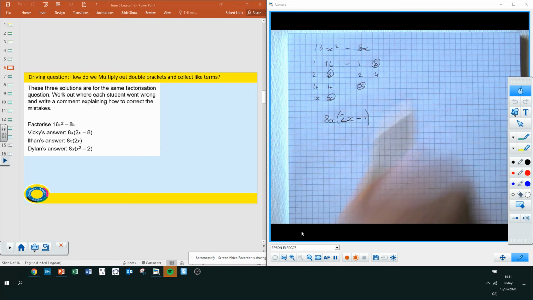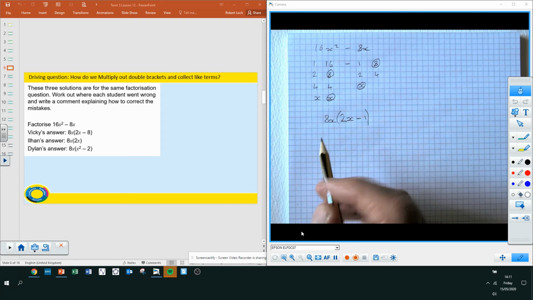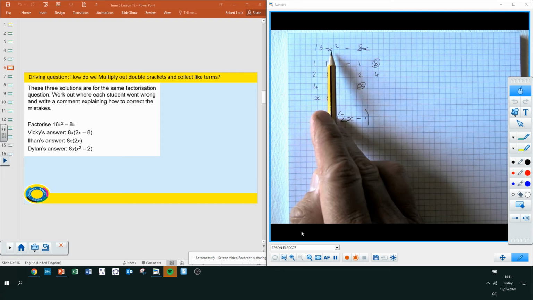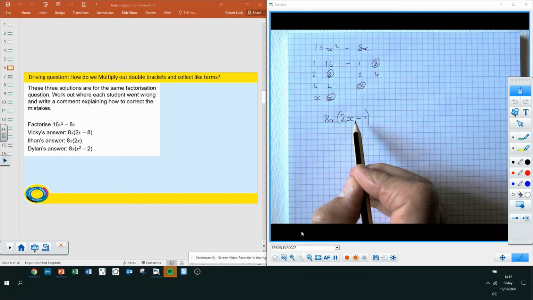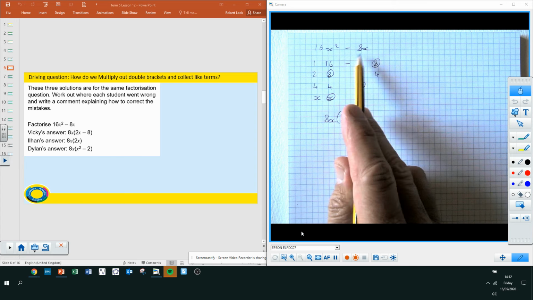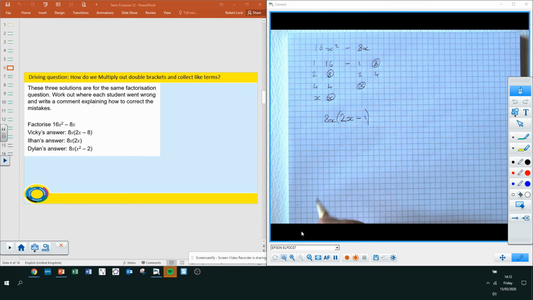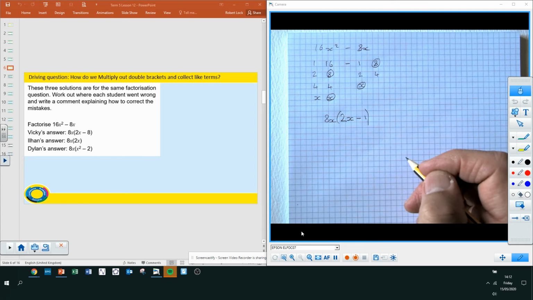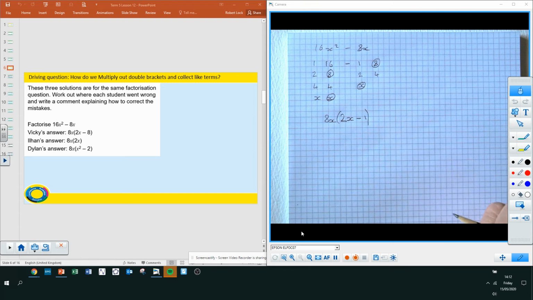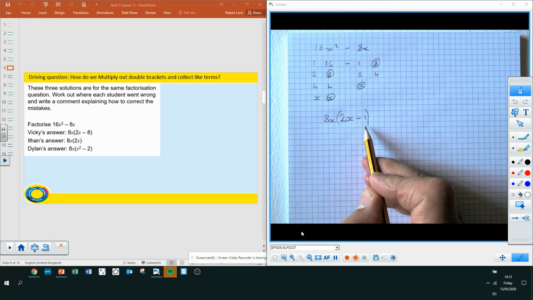We need to check to make sure this is correct before we do anything else. So 8 times 2 is 16. x times x is x squared. Minus 8x times 1 is 8x. So this here, when we multiply it out, makes this here. So let's have a look at Vicky's answer. Vicky's answer is 8x bracket 2x minus 8. Well, here's the correct answer solution.